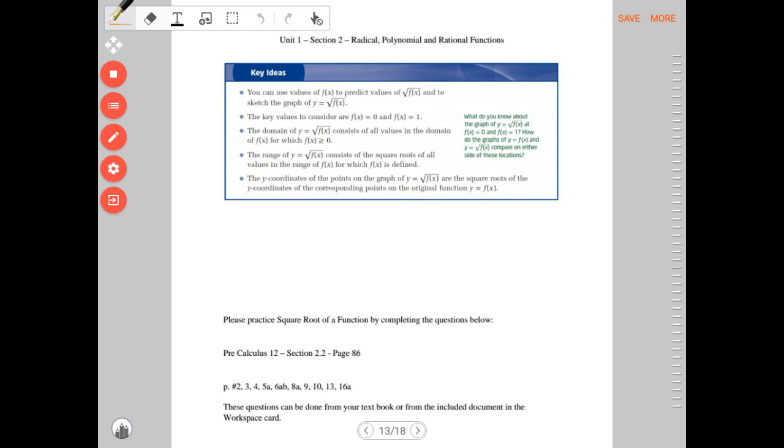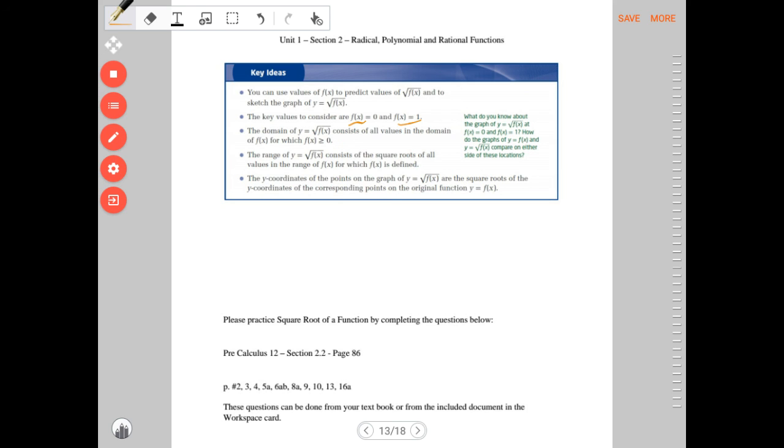So summary. You can use the values of f of x to predict values of root f of x and to sketch the root f of x graph. The key values to consider are when the original function is 0 and 1, because those will be invariant points. The domain of root f of x consists of all values in the domain of the original graph f of x for which the y coordinates are bigger than or equal to 0. The range of that consists of all the square roots of all values in the range which are defined.